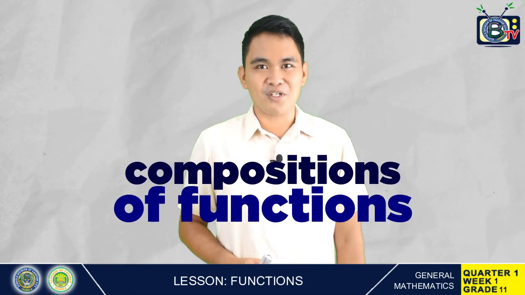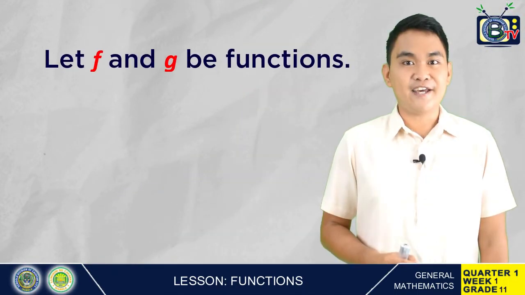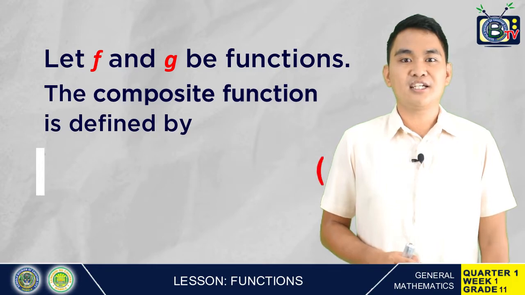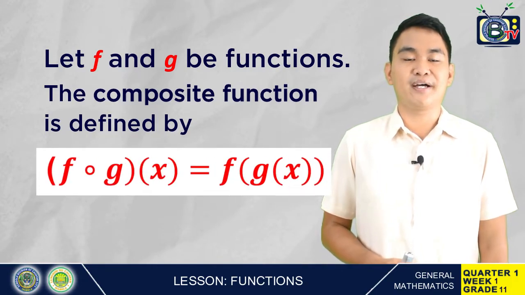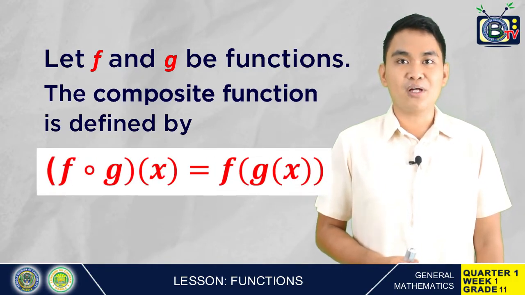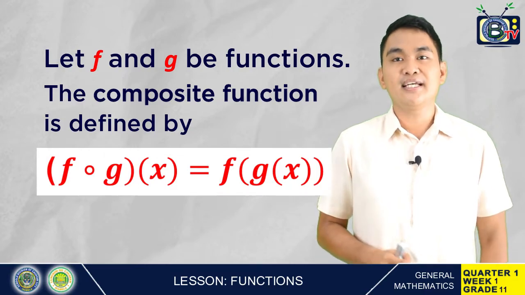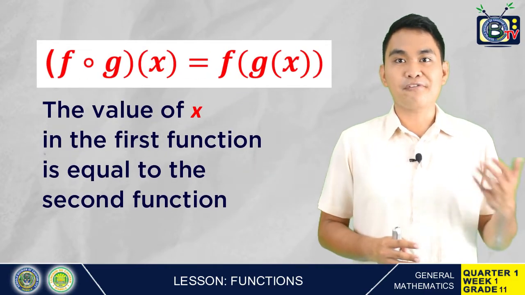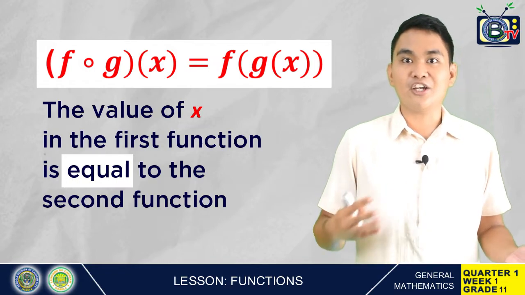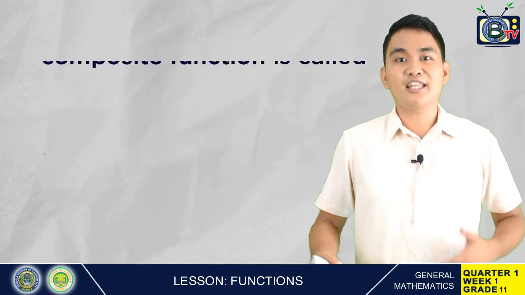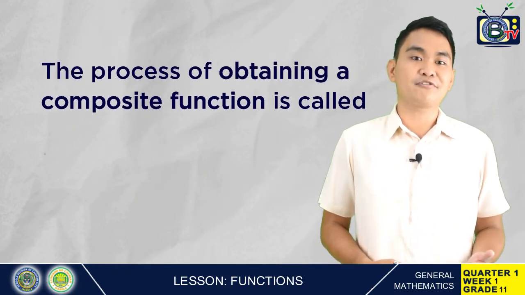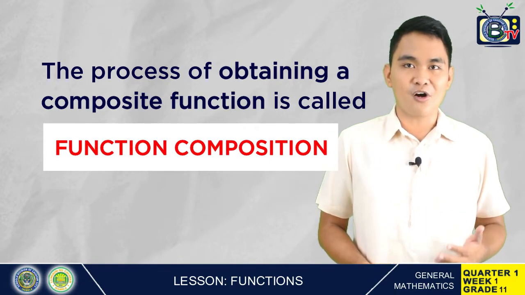Now we'll have compositions of functions. Let f and g be functions. The composite function is defined by f of g of x is equal to f times g of x. This means that the value of x in the first function is equal to the second function. And the process of obtaining a composite function is called function composition.